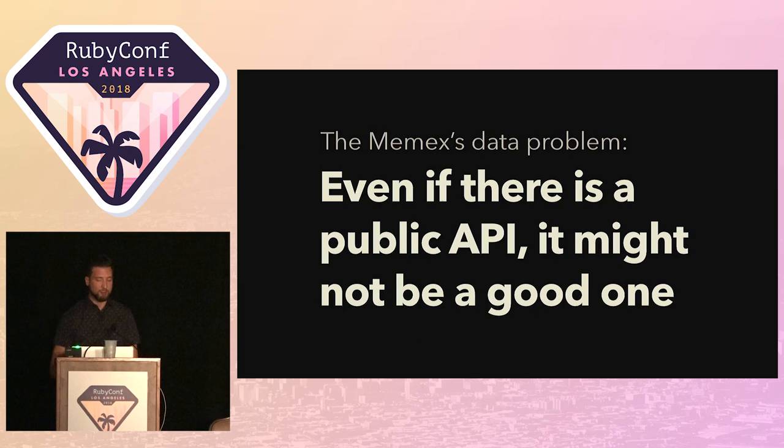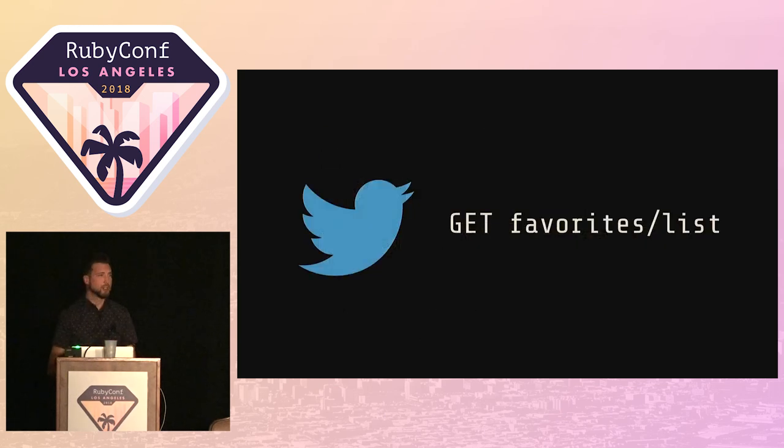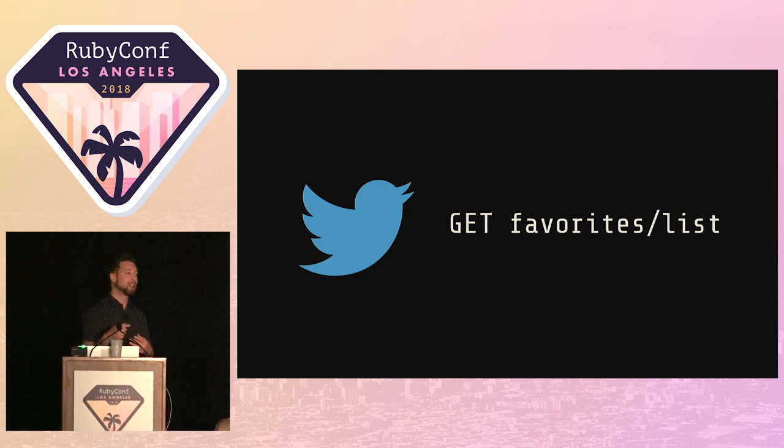This is another example. Even if there's a public API, it might not be a good one. Does anybody work for Twitter here in the room? Phew. Oh, okay. Some hands half up. The Twitter API is really challenging, I think, to integrate with. There's a lot of inconsistencies. I'm going to focus on one in particular, the favorite. When I favorite something on Twitter, I want a record of it, because it's pretty nice to be able to search it. The favorites endpoint is sorted by the publish time. So if I favorite something from 3 years ago, that's going to be hundreds of pages back in history.